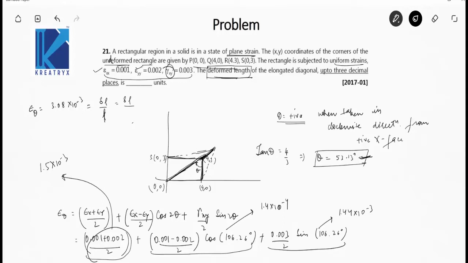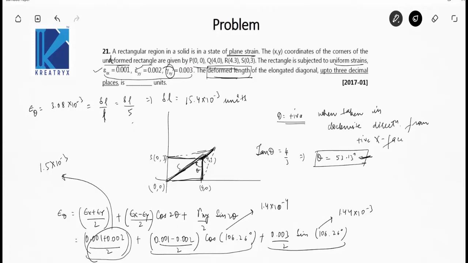What is the original length of this diagonal? If this is 4, this is 3, this is 5 by Pythagoras theorem. So that implies delta L is 15.4 into 10 to the minus 3 units.